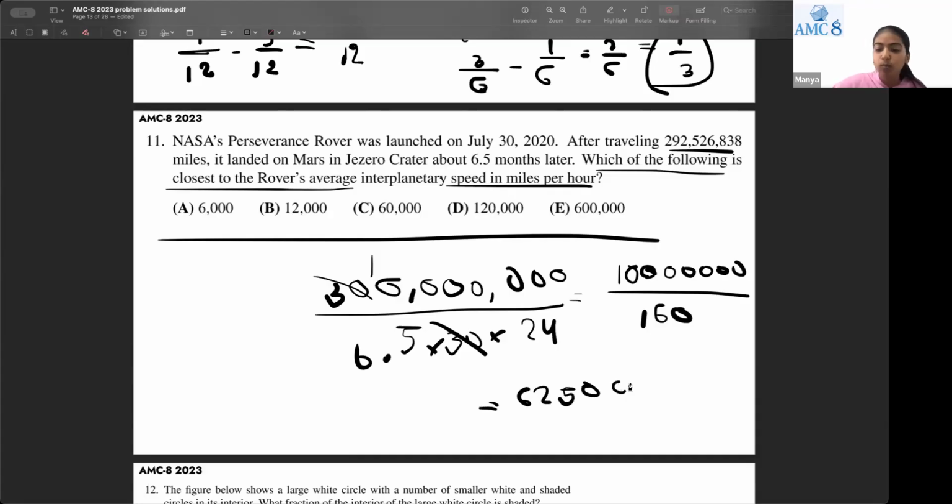62,500, which is about 60,000, right? And this is closest to answer choice C. And remember how we're just rounding it. It's just like the average. It's just like the closest. They said that right here. Which of this is closest? And this gives us answer choice C, 60,000.